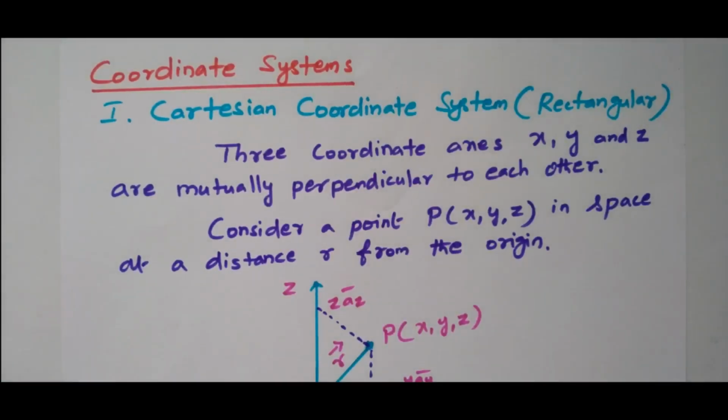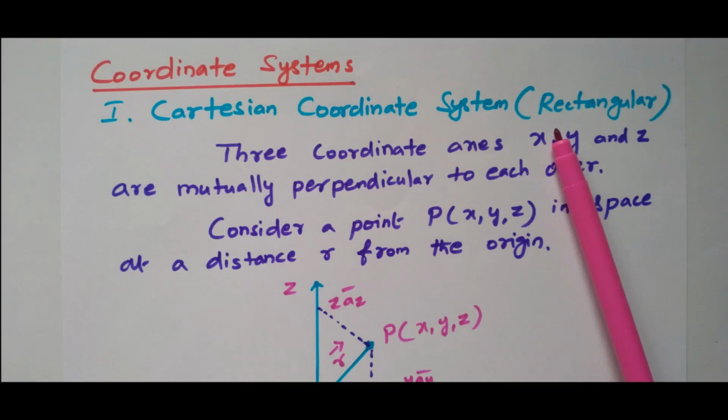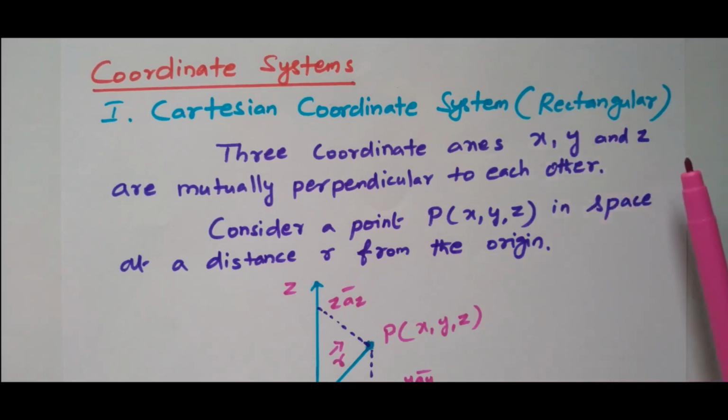Welcome viewers. In this video we'll see the coordinate system. In that there are three types of coordinate system available: Cartesian coordinate, spherical coordinate and cylindrical coordinate system. First we'll see the Cartesian coordinate system. It is also called a rectangular coordinate system.